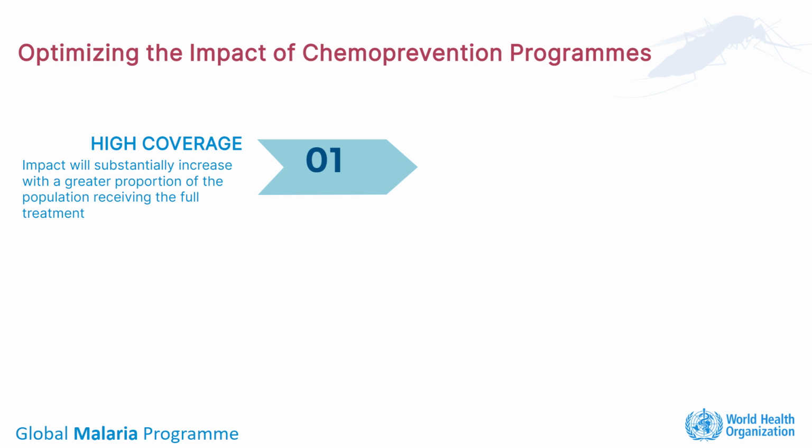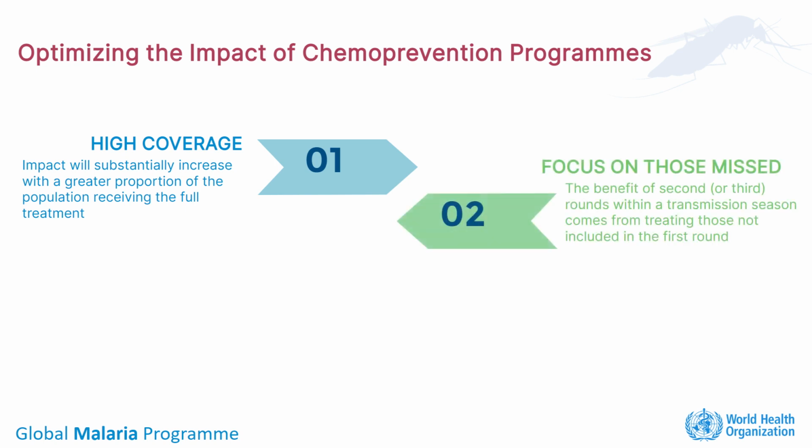Coverage will be measured differently depending on the chemoprevention strategy used. In MDA, the entire population is provided with chemoprevention, and the number of people who accept and take the anti-malaria medicine is compared to the total population. In TDA, the denominator is the number of people in the higher risk group. In RDA, the denominator for coverage is everyone within the intervention radius of the index household.